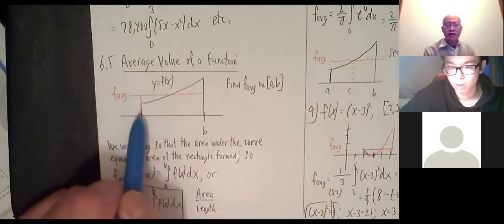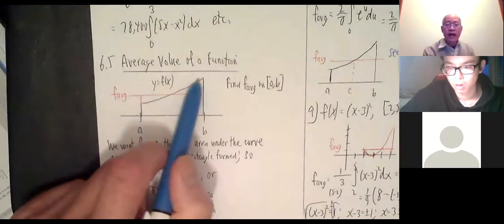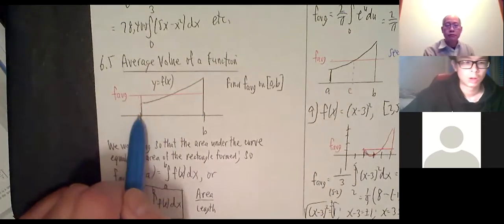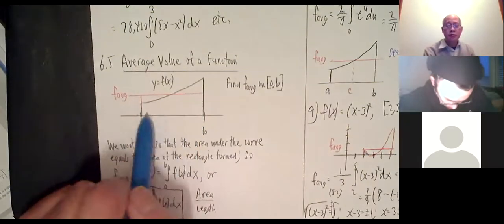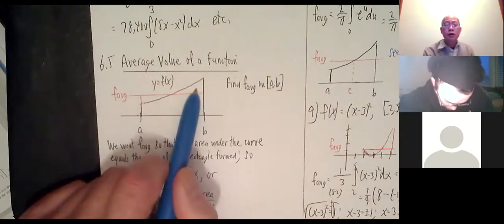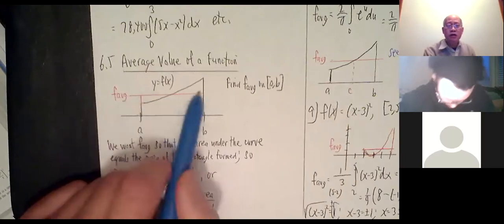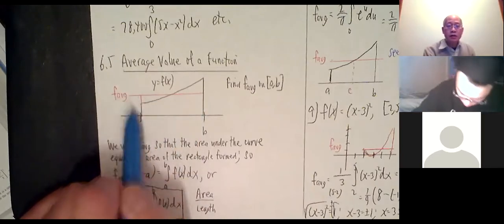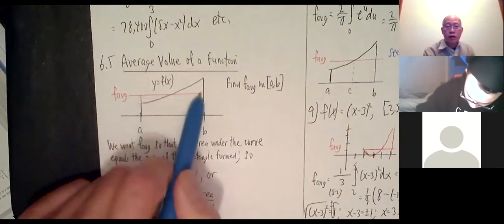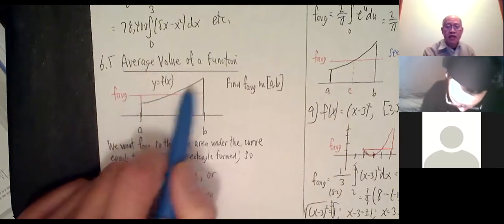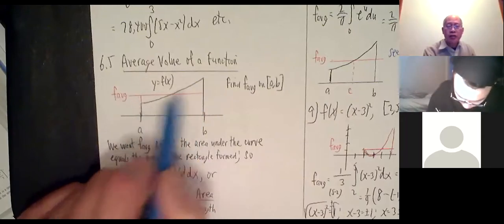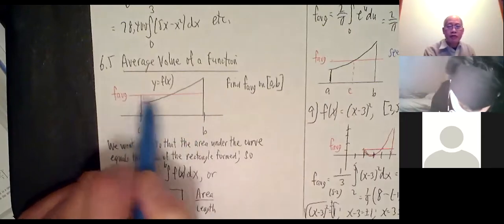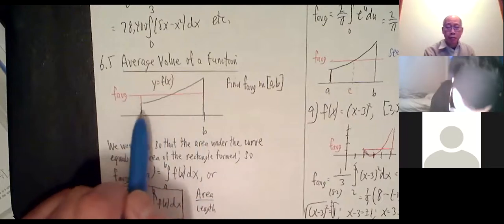Well, we decided this. I know how to find the area under this curve, right? Integrate. I know how to find the area of that rectangle, base times height. We will define the average value to be that height so that the area of this rectangle matches the area under the curve. See that? I want the area under the curve and the area of this rectangle to be the same.